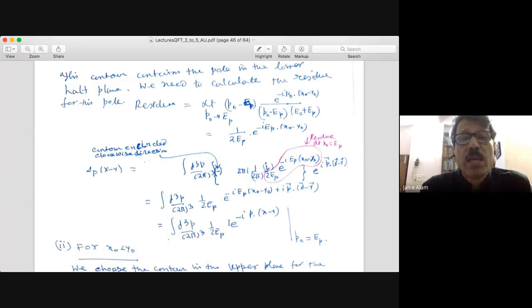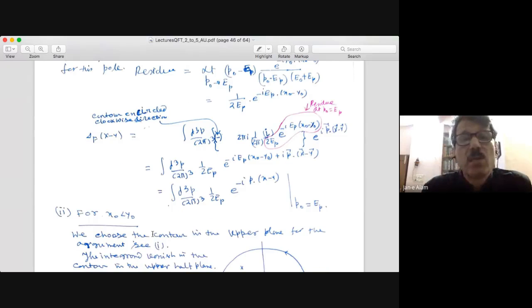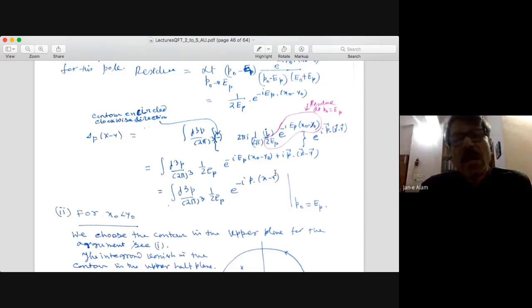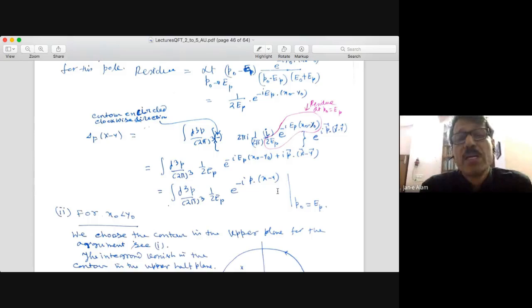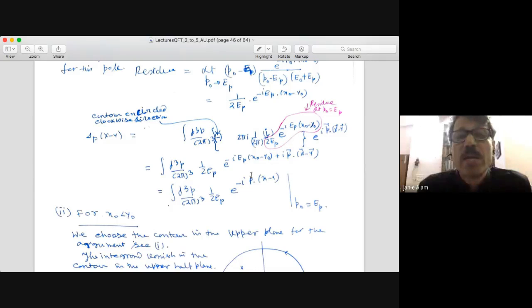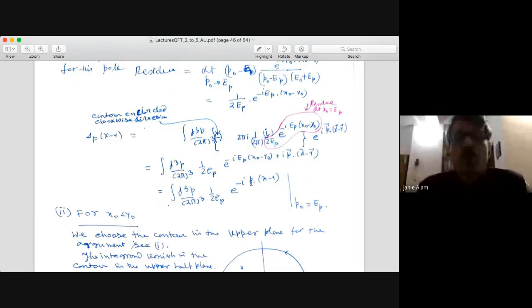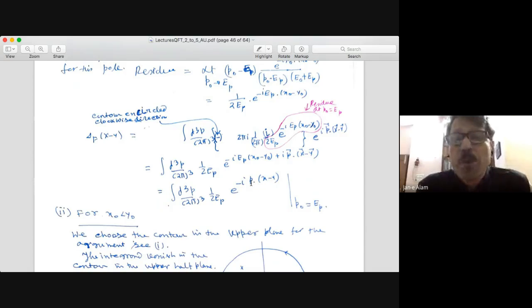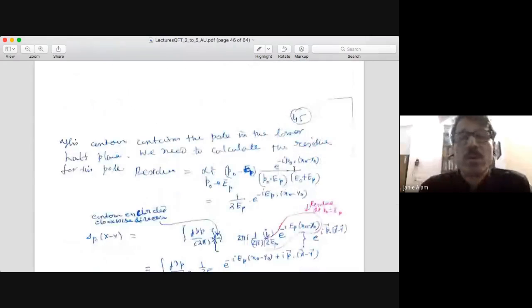So this is fine, and my integration is d^3p 1 by 2Ep e to the minus i p dot (x minus y). And this, please note, was nothing but my D_F(x minus y). Of course this p0 product is now again a 4-vector product. This Ep is appearing here, and with this and this, I can again write this as a 4-vector product. And the temporal component p0 is now Ep, because that is the limit I have taken here: p0 tends to Ep. So this is fine.